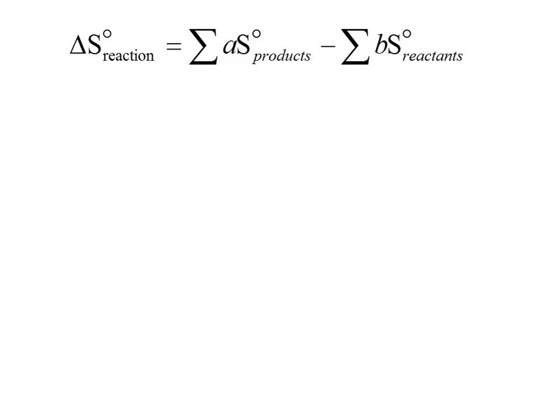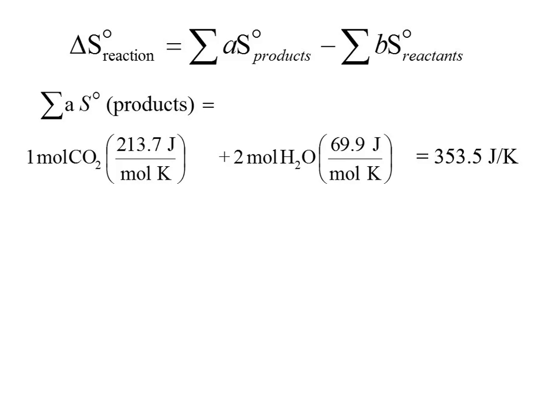Now we move on to the entropy term, and I do a similar thing. We start with the product side, and from the table we look up the molar entropy for CO2. It's 213.7 joules. Now, notice these energy units are joules, not kilojoules. Do you have to convert them? Yes, we'll have to convert them. So that's the value for CO2. The value for H2O is 69.9 joules per mole Kelvin, and we have 2 moles in the balanced equation. So on the product side, we have an entropy of positive 353.5 joules per Kelvin.